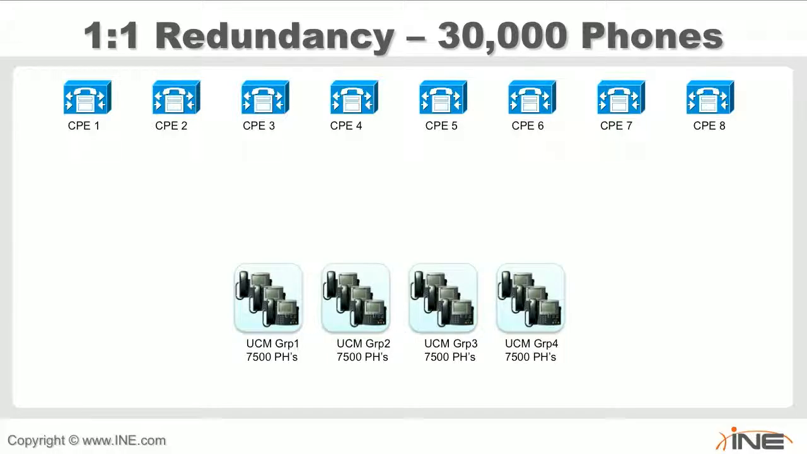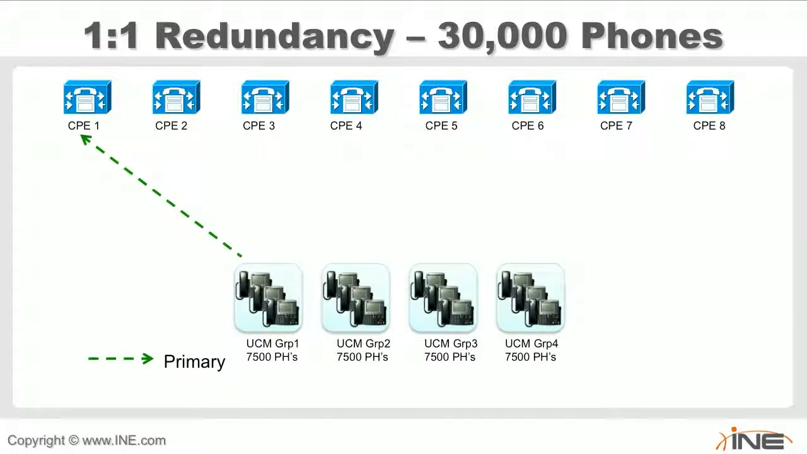So here, what you see is that out of my 30,000 phones, I've got 4 what are called UCM groups. And so this group represents 7,500 phones. UCM Group 2 represents another 7,500. Group 3 represents a third 7,500. And Group 4 represents a fourth 7,500 for a total of 30,000 phones. Again, theoretically.